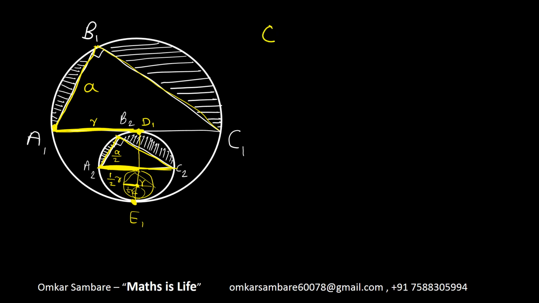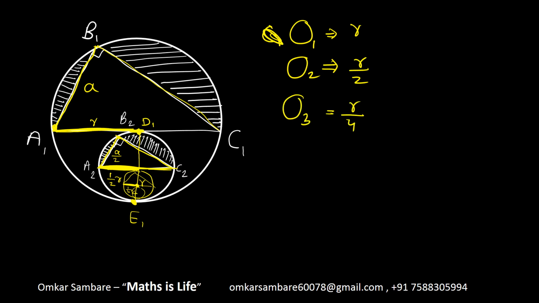Let's take circle 1 with radius r. What will be the radius of circle 2? It will be r by 2. What will be the radius of circle 3? It will be r by 4, because every time it is getting halved, it is multiplied by 1 by 2. What will be the radius of the fourth circle? It will be r by 8, and so on it will continue.